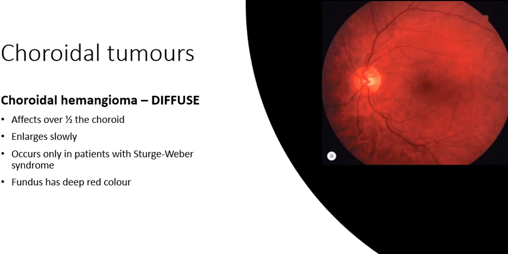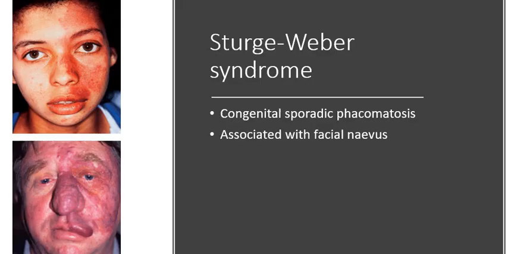A diffuse choroidal hemangioma will affect over half the choroid, and so it's all around here. There it is there. It's quite hard to see. What you notice is that the fundus is very deep red in colour, and these diffuse choroidal hemangiomas will enlarge slowly over time, and they will only occur in patients with a condition called Sturge-Weber syndrome, which I'm going to show you in the next slide.